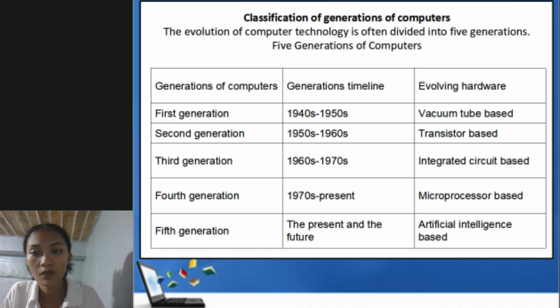The first generation, from the 1940s to the 1950s, is vacuum tube based. The second generation, from the 1950s to the 1960s, is transistor based. The third generation, from the 1960s to the 1970s, is integrated circuit based. The fourth generation, from the 1970s to the present, is microprocessor based. The fifth generation, the present and the future, is artificial intelligence based.